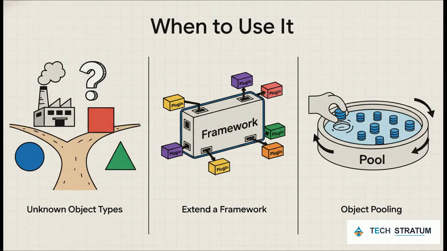So when should you pull this tool out of your toolbox? Definitely use it when you know you'll need to create objects, but you don't know the exact types up front. It's also perfect if you're building a framework and you want to let other developers extend your components easily. And a bonus use case, you can even use it for things like object pooling, where you want to reuse expensive objects like database connections instead of creating new ones from scratch every time.